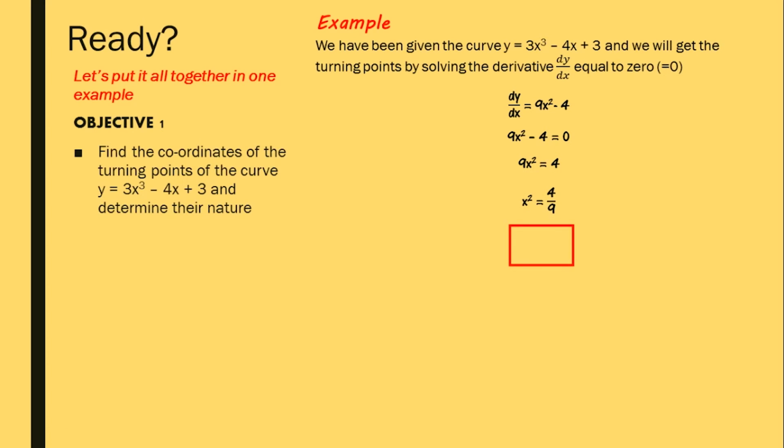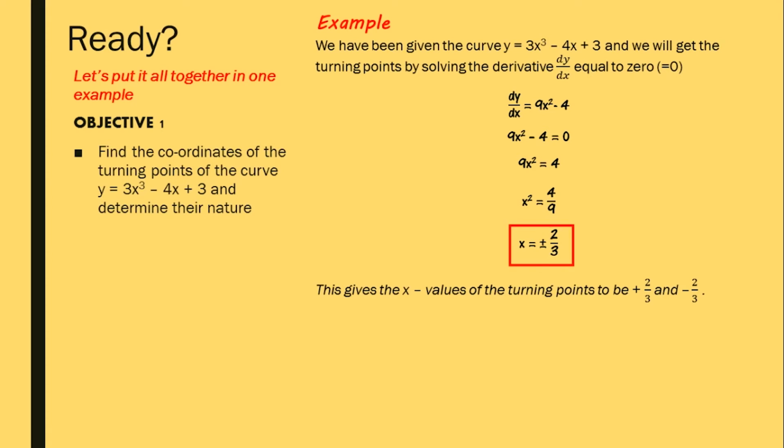I'll get x squared equals 4 over 9, and that will give me x equals plus or minus 2 over 3. Remember, when you take the square root of a number, you get positive and negative values. And there are 2 turning points, sure enough. This gives our turning points x values to be plus 2/3 and minus 2/3. We need to get the y coordinates.